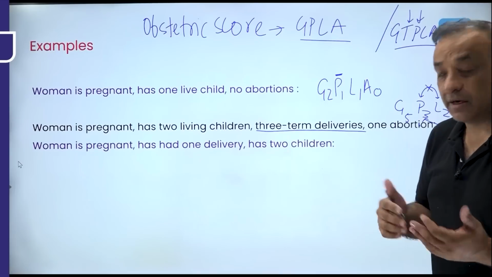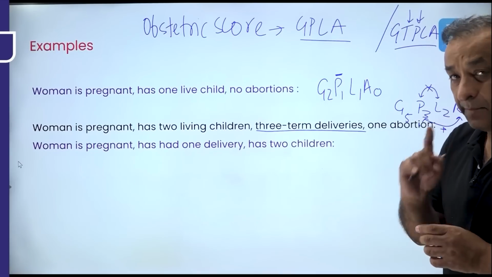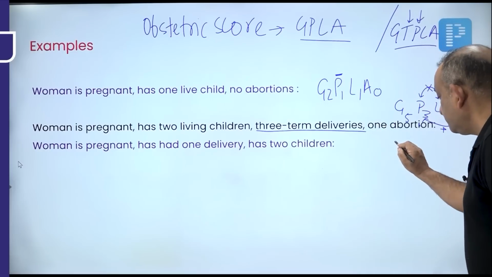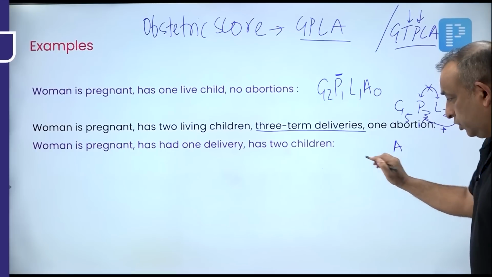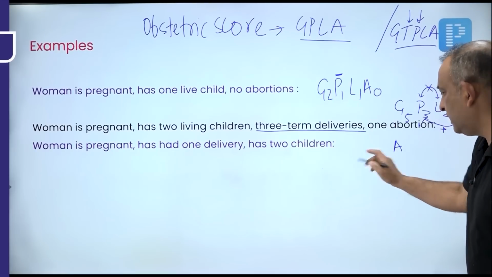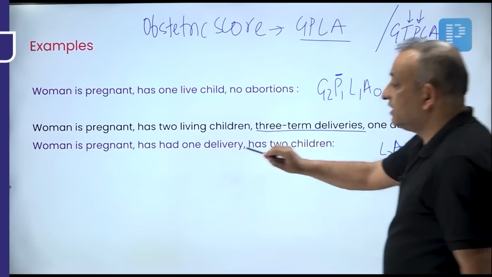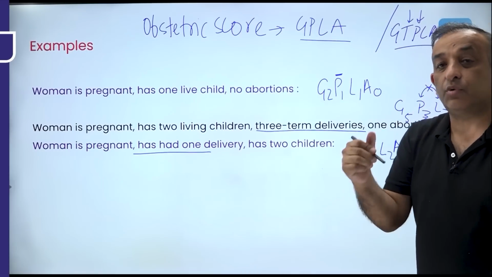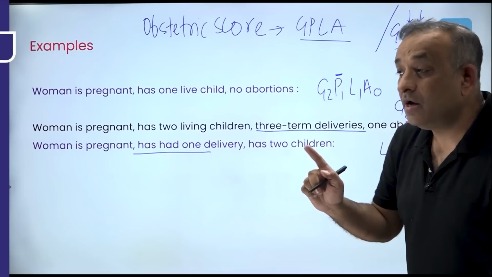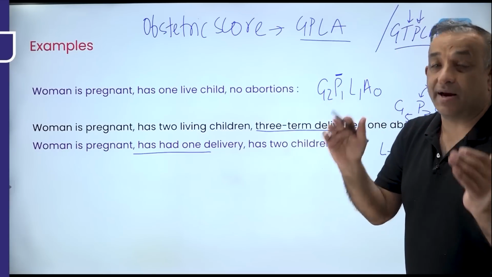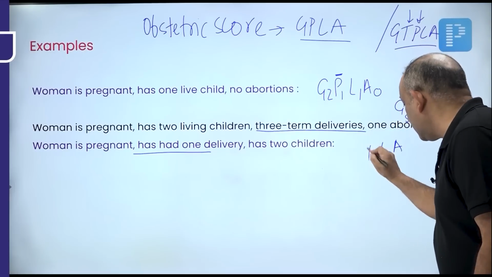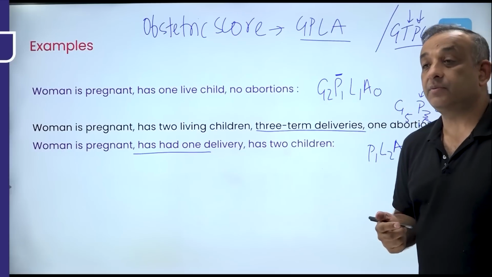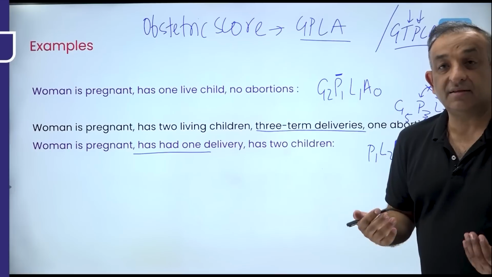A woman is pregnant, that means she's a gravida, has 1 delivery, para 1, and she has 2 live children. How is that possible? So no abortion, so we don't write anything about abortions. Has 2 children who are living, live 2. But I have already written here, she's had 1 delivery. When the exam question is already mentioning that she's had 1 delivery, you don't have to write para 3 or para 2. 1 delivery. So para 1. 1 delivery, 2 living children. How is that possible? Because she delivered 2 babies in the same delivery.